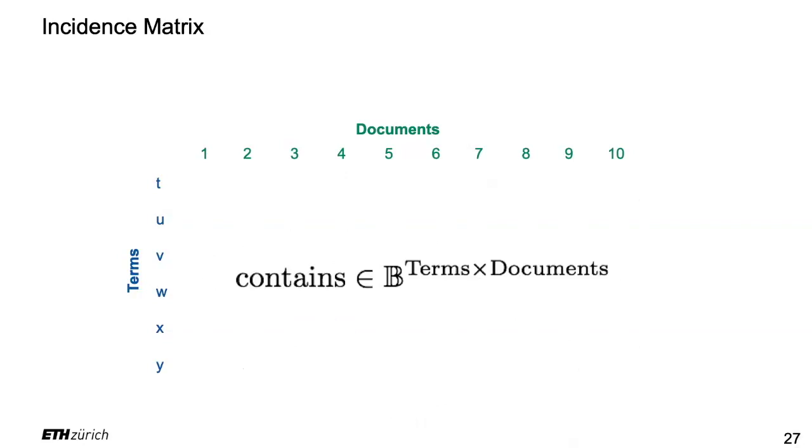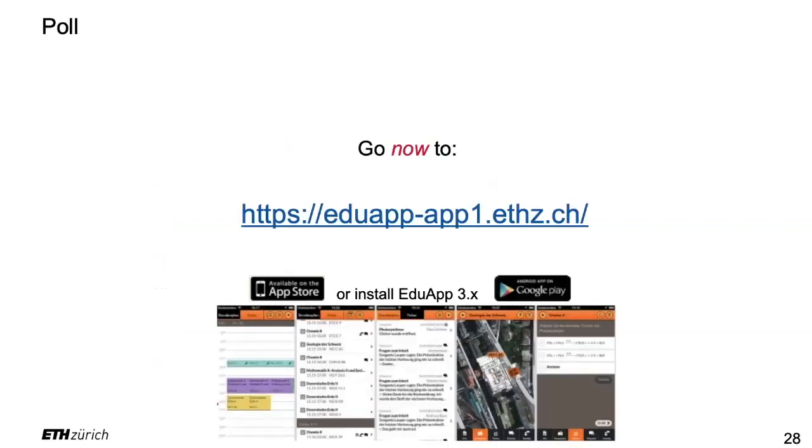So this means that the mathematical notation we could use is Boolean to the power of terms times documents, aka a function that associates every term and every document to a Boolean. Now I have a question for you. Check that you are really comfortable with this.